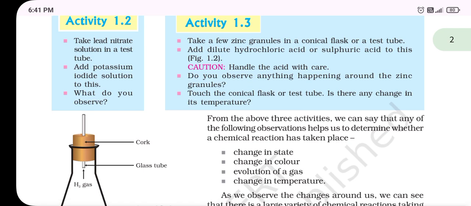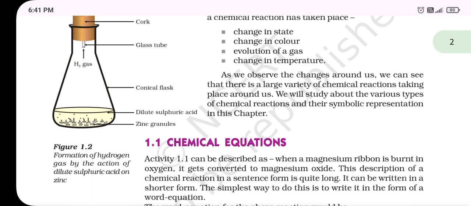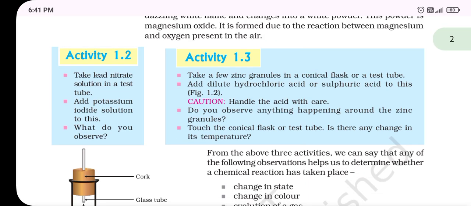And activity 1.3, it says take a few zinc granules in a conical flask. Activity 1.3 and figure 1.2 is the same conclusion over here. It says take a few zinc granules in a conical flask or a test tube. Add dilute hydrochloric acid, HCl, or sulfuric acid.